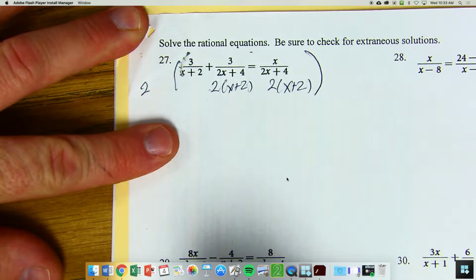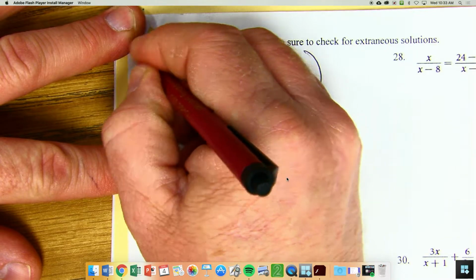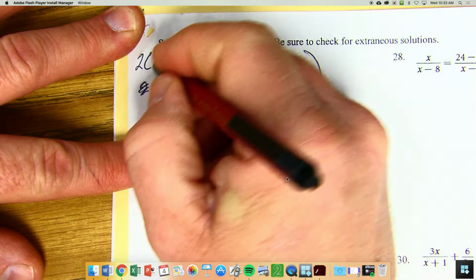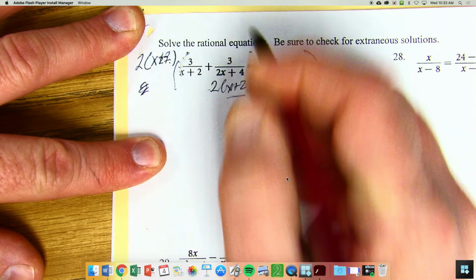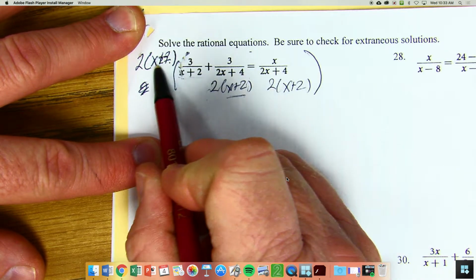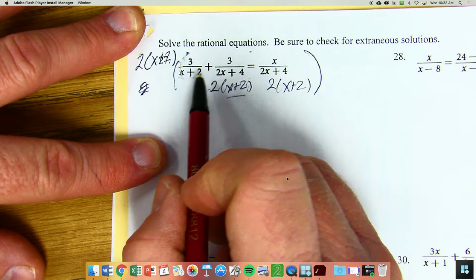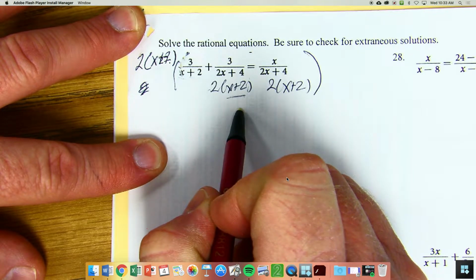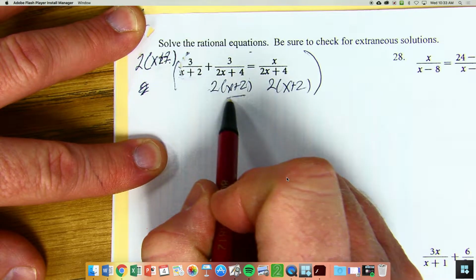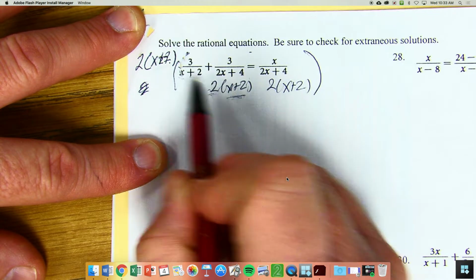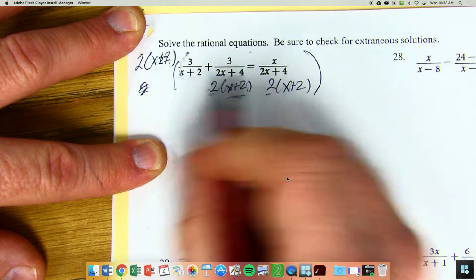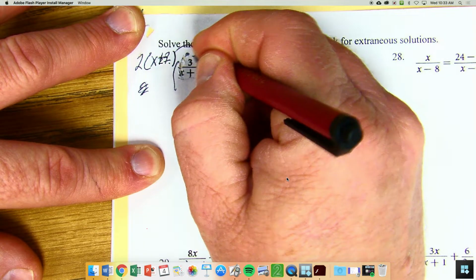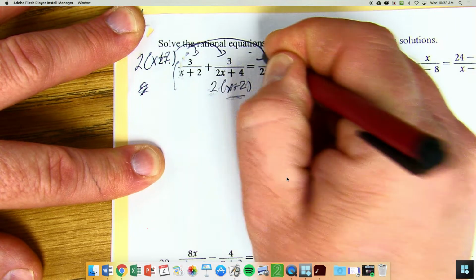Good. Okay, so I want to multiply by 2. And I want to multiply by x plus 2. Now remember, x plus 2 is already being multiplied by there. I only need it twice if it happens twice in the same denominator. Once here, once there. Once here, once there. I'm going to distribute in here, here, and here.